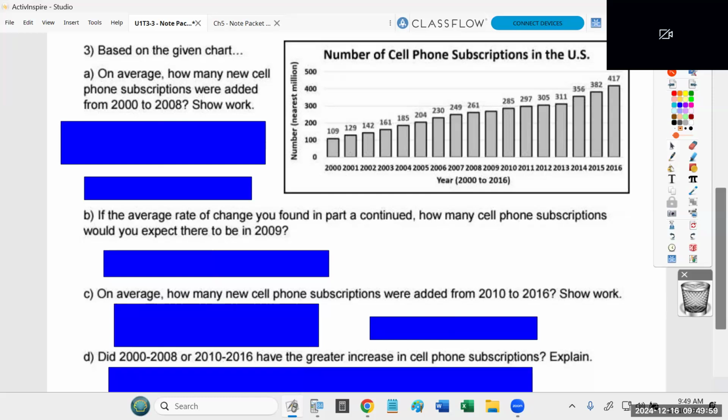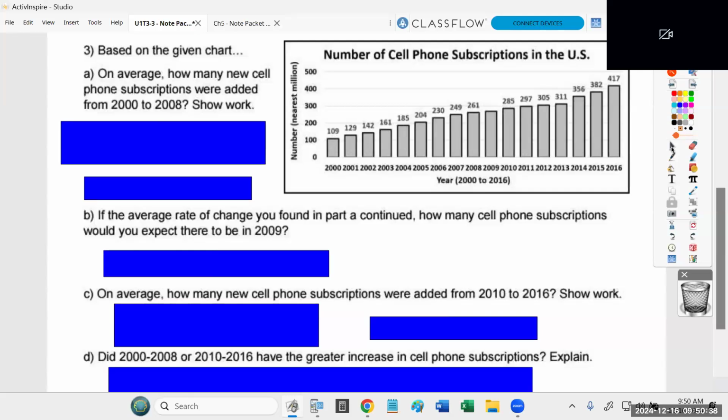Based on the given chart, so before I keep reading, let me look at the chart. On the x-axis, it says year from 2000 to 2016. That has a bar for every single year. It says number of cell phone subscriptions in the US, and the y-axis is labeled number in millions. So the very first bar is telling me in the year 2000, there were 109 million cell phone subscriptions in the US. And by looking at the last bar, by 2016, there were 417 million cell phone subscriptions in the US. Okay. So part A says, on average, how many new cell phone subscriptions were added from 2000 to 2008?